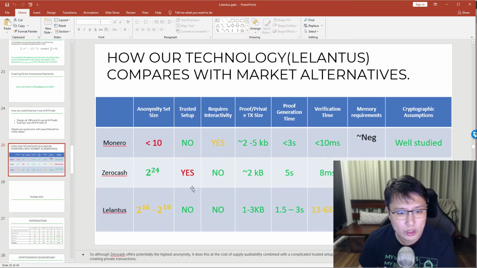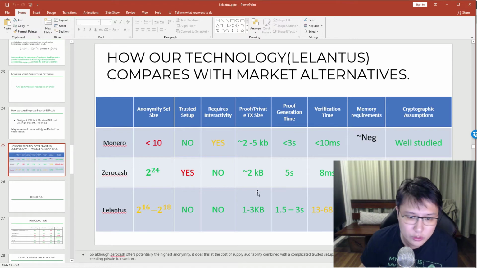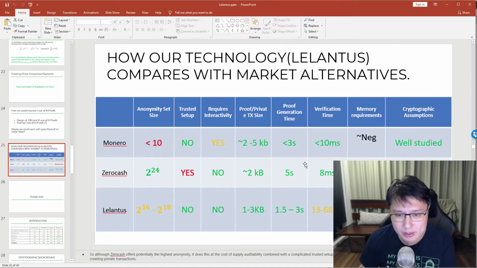And you can see Lelantus doesn't have trusted setup. There's what we call relatively small proof sizes. Even Zerocash is 2 kilobytes. We're 1 to 3 kilobytes, and we're all competitive with the major systems out there.